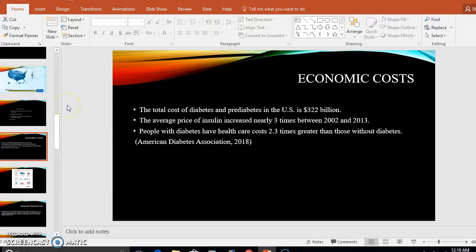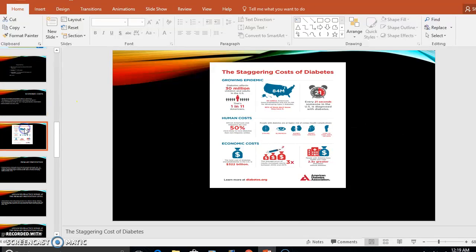The total cost of diabetics and pre-diabetics in the United States is $322 billion. Here is a chart describing the different costs here in the United States.